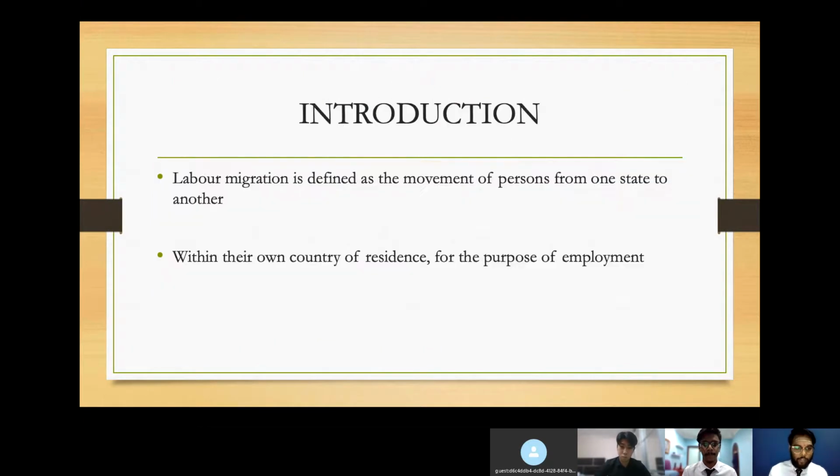Okay, let's look into the introduction first. Firstly, labor migration is defined as the movement of persons from one state to another, or within their own country of residence, for the purpose of employment. In 2017, migrant workers accounted for 164 million of the world's approximately 258 million international migrants.